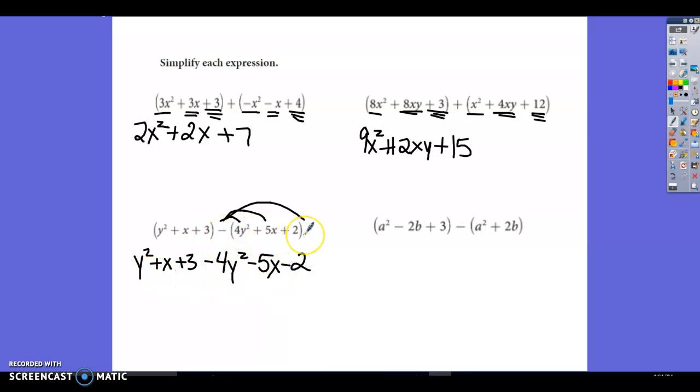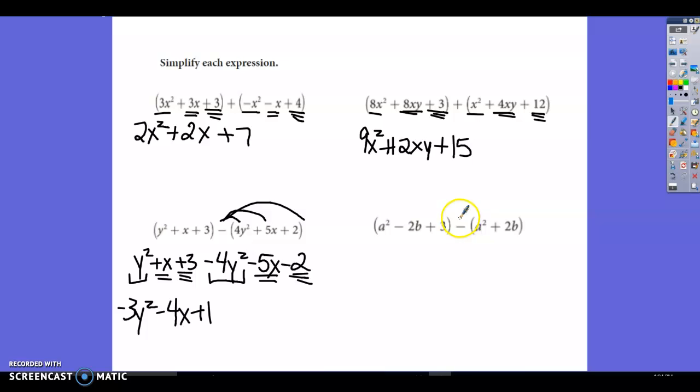Once I distribute that negative, get rid of the parentheses, and then I'm just going to combine like terms. So I have y squared and a negative 4y squared. So I'm going to have negative 3y squared. And then I have 1x minus 5x. So 1x minus 5x would be negative 4x. And then I've got 3 minus 2. 3 minus 2 is 1.